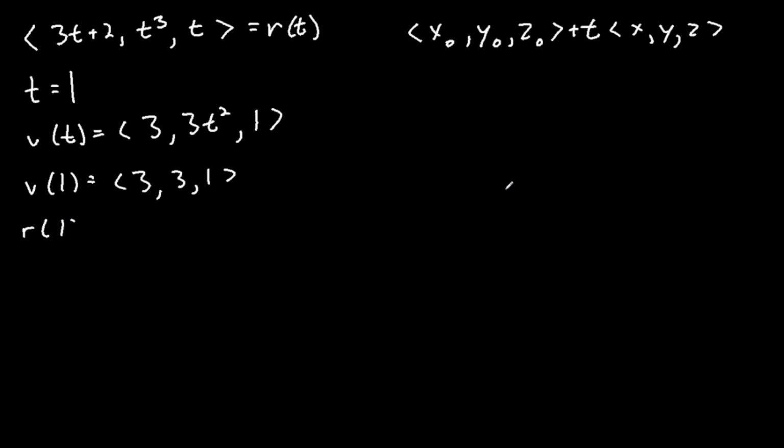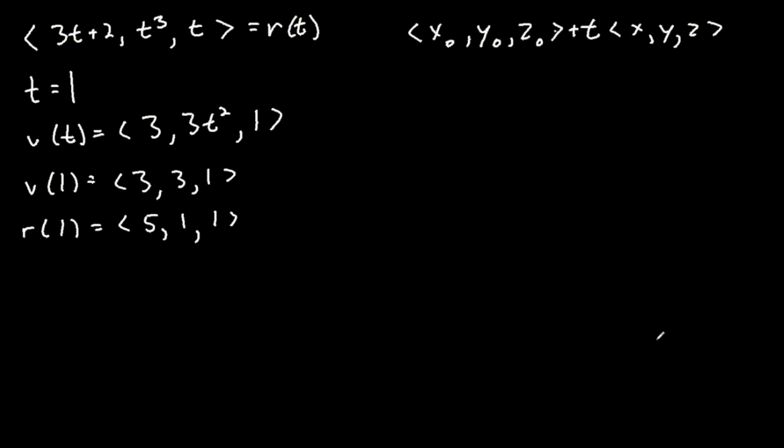Then let's plug in r of 1 so we can get a point on that line. So the next thing that we do is find r of 1. We just plug in 1 for the position equation, and we get 3 plus 2, which is 5. And then we get 1 to the power of 3, which is just 1. And then we get t, which is just 1. Well, what do we do here? All we have to do is plug this in. This point right here, r of 1, is a point on the tangent line.